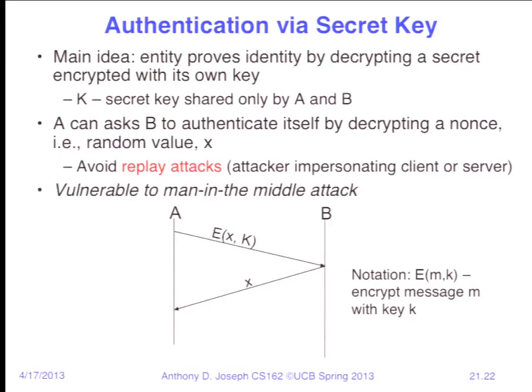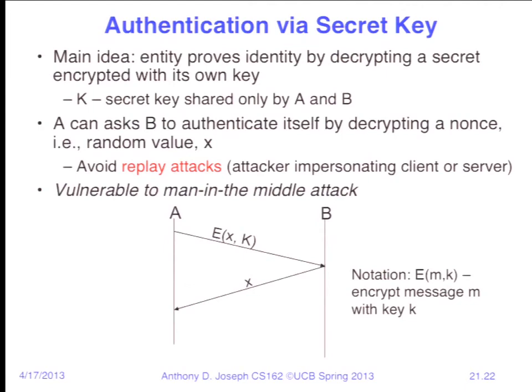However, this is vulnerable to man-in-the-middle attacks, right? Because C could be sitting in the middle, could see that encrypted message that comes across, pass it off to B, B responds back with X, and then it responds back to A with X. And now A thinks it's talking to B, and in reality it's talking to C. So there's some more work we need to do to make this more secure against man-in-the-middle attacks.